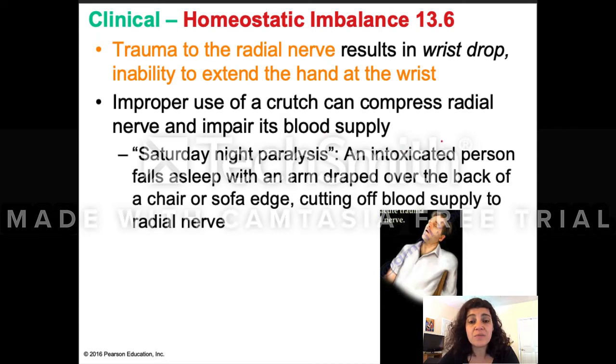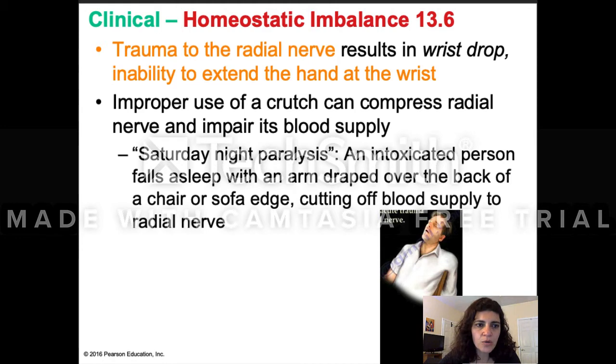So it's a big deal here because you're impairing blood supply and you're damaging that nerve, okay? And then you cannot extend your hand at the wrist, because that's what the radial nerve is related to. All the extensor muscles of the arm and the posterior skin of the arm, okay, are innervated by the radial nerve.